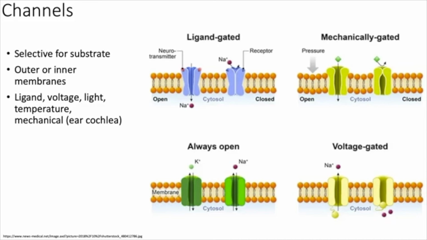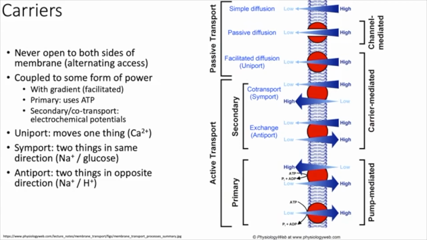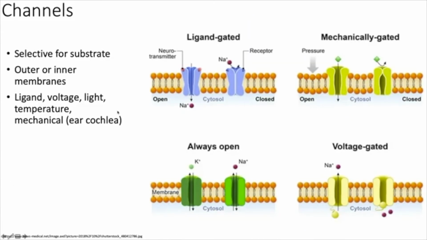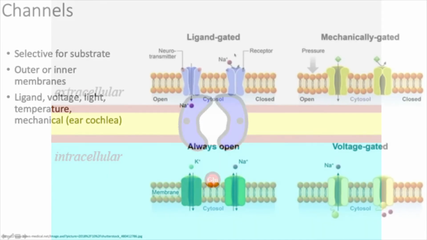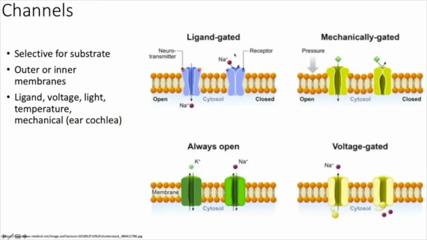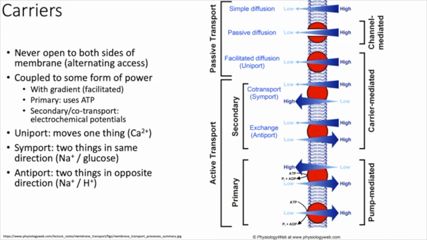Okay. Now carriers are a little bit different. They're not generally channels. The difference between a channel and a carrier is that only one side of a carrier is ever open, okay? So we call that alternating access. And so it's like a little thing that can shift. So it enters one side. So imagine if your sodium entered here, and then this side opens, like a little teeter-totter almost. And so you only have access to one side. And so that's your carriers.